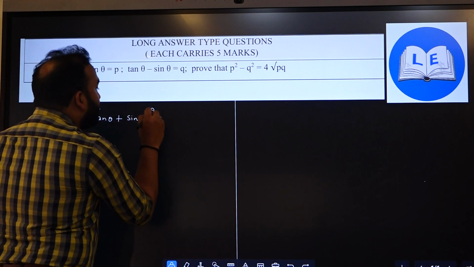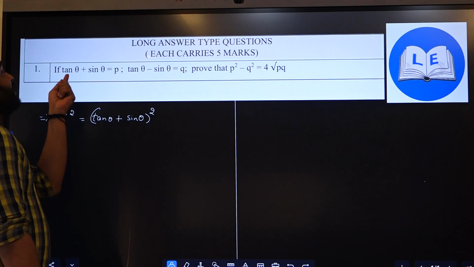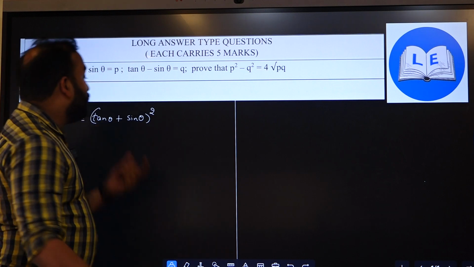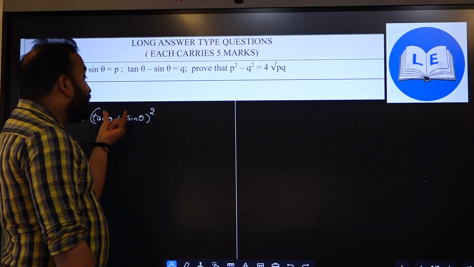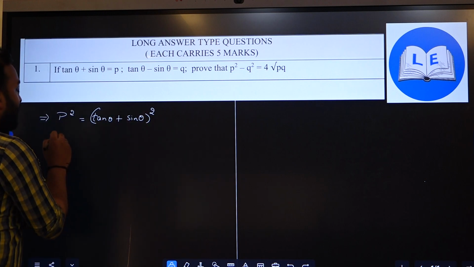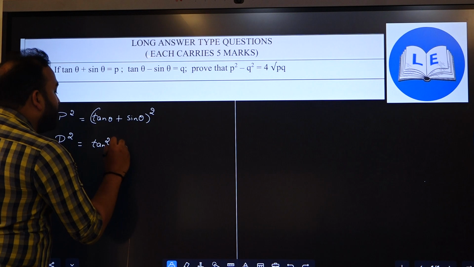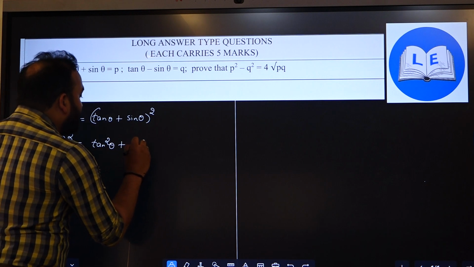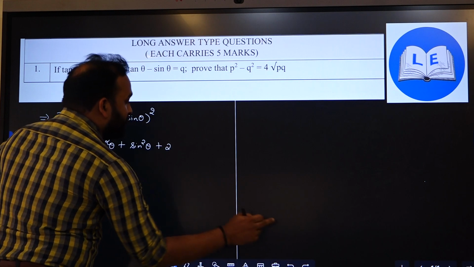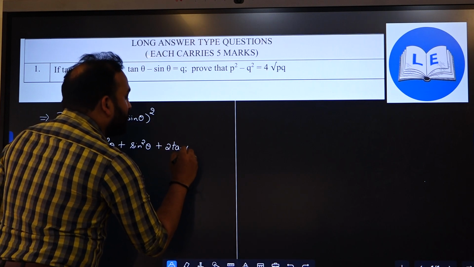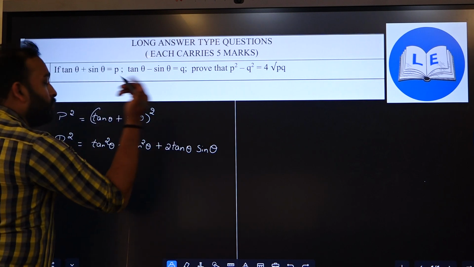And remember this, children, most of the students, when we take P square, simply write tan square theta plus sin square theta, which is wrong. Because P is tan theta plus sin theta, you are supposed to take tan theta plus sin theta the whole square, where you are supposed to apply the (a plus b) whole square formula. So here it becomes tan square theta plus sin square theta plus 2 times tan theta into sin theta.